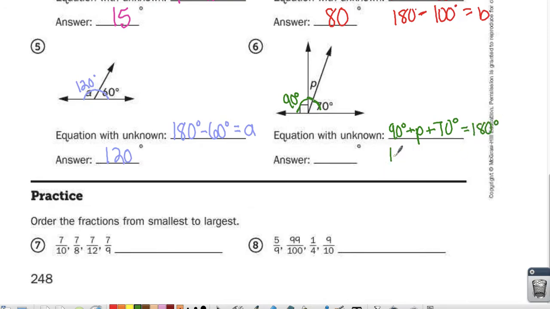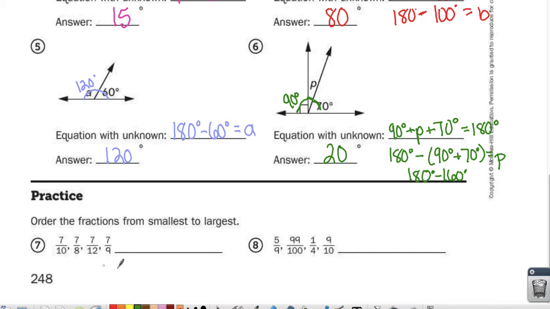Or I could do a subtraction problem. 180 minus the 90 degrees, that right angle, plus the 70 degrees, the other part I know, will give me what's left, letter P. So 90 plus 70, when I add those up, I get 160 degrees. So 180 degrees minus these two angles put together leaves me with 20 degrees left for angle P.